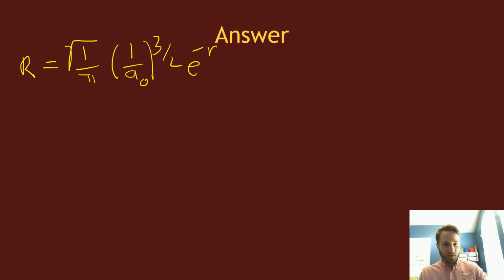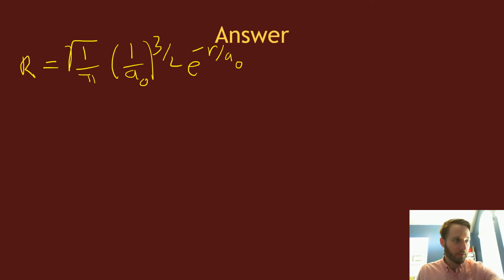So we know in this problem that R here is equal to the square root of 1 over pi times 1 over a naught to the 3/2 power, times e to the minus r over a naught. I'm just verifying that is in fact the wave function. So that's our wave function.